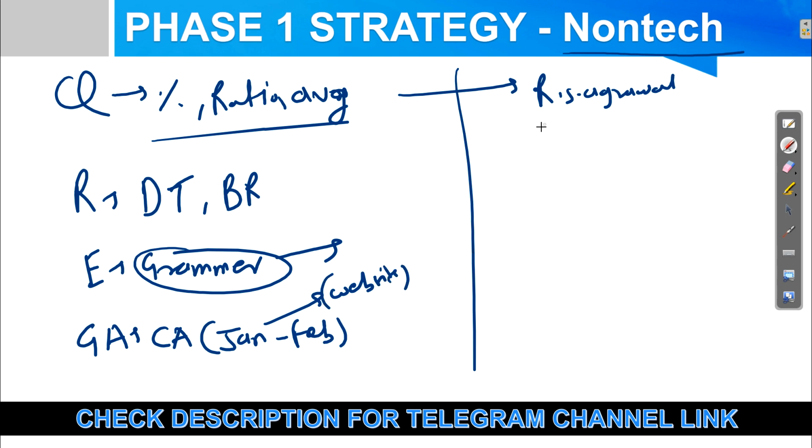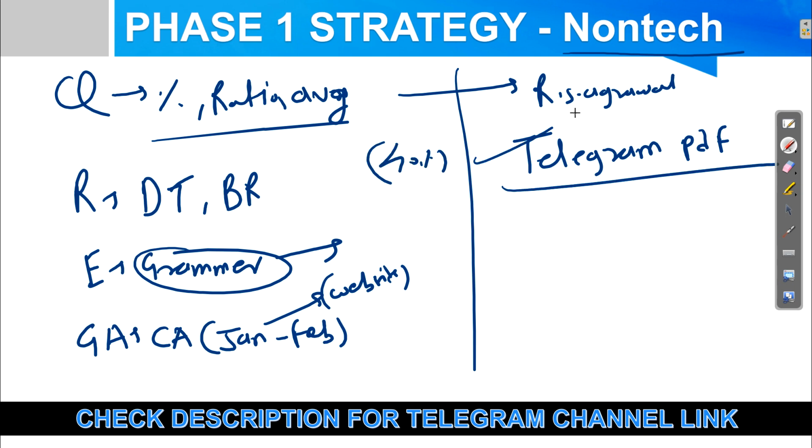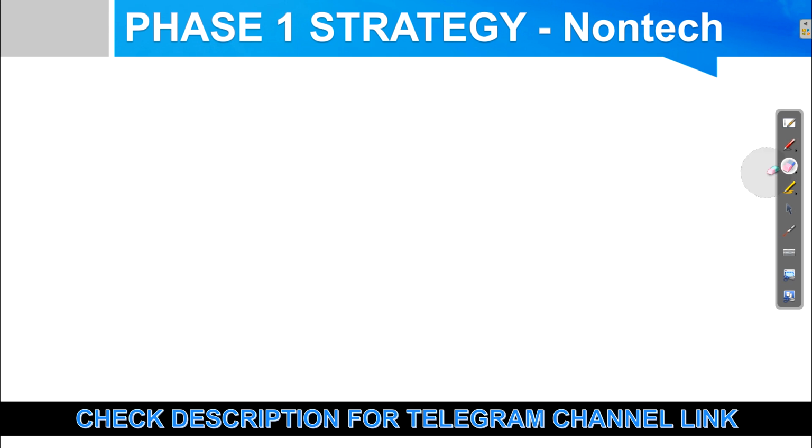Now the next thing is our Telegram PDF. Those who have already completed at least 40% or more of the syllabus of quant, reasoning, English or general awareness can start practice from our Telegram PDF, which you will get on our Apna Government Job Telegram channel. So compulsorily join our channel and use this PDF as a practice tool. Now we will start with technical.